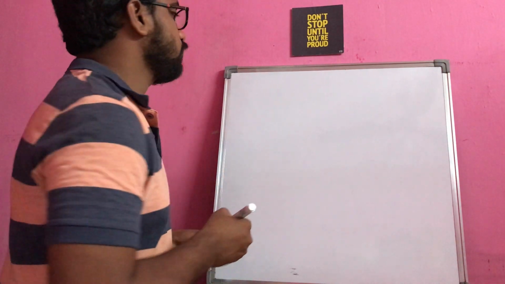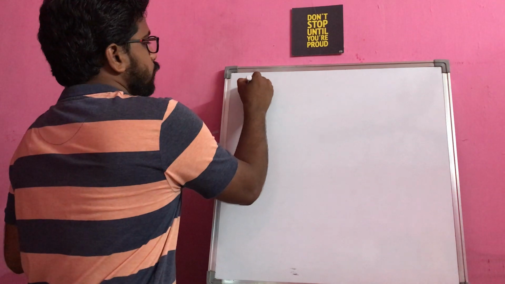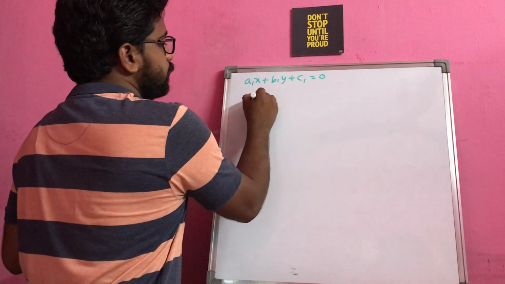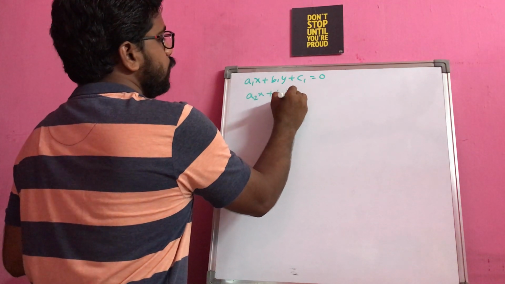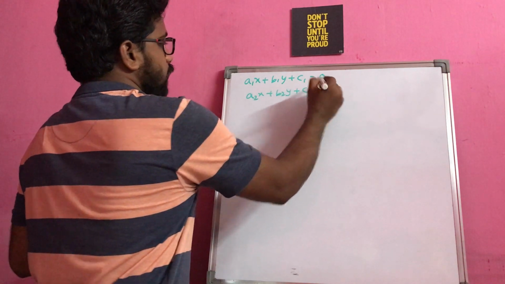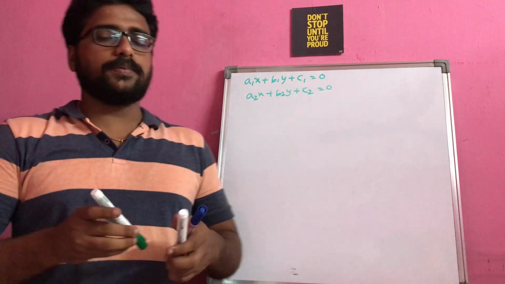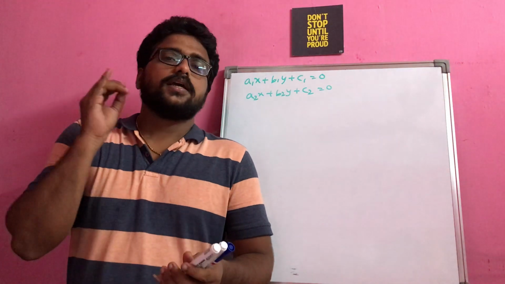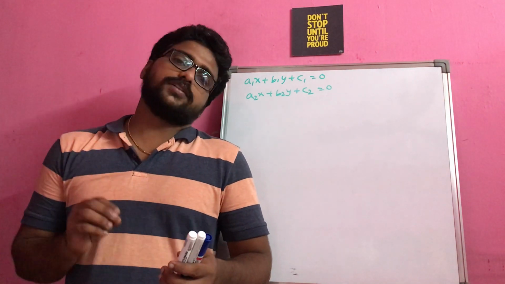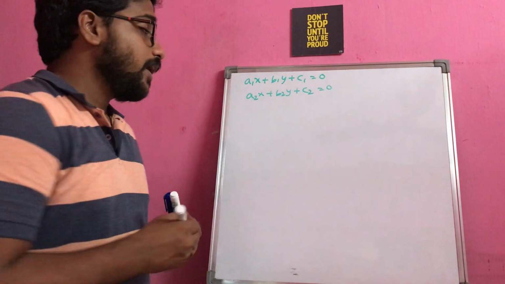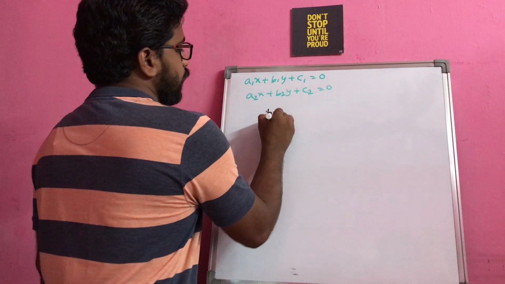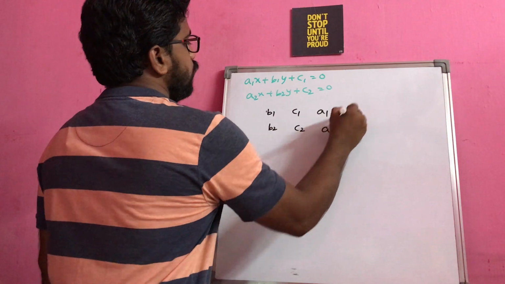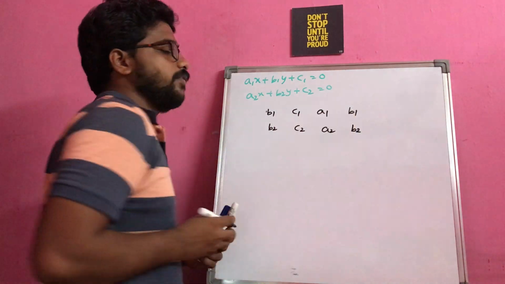The important thing you have to remember is that the equations should be in the standard form: a1x plus b1y plus c1 is equal to 0 and a2x plus b2y plus c2 is equal to 0. First, make sure the given linear equations are in the standard form like this, and then you can start writing b1, b2, c1, c2, a1, a2, and at last you will end up with b1 and b2.